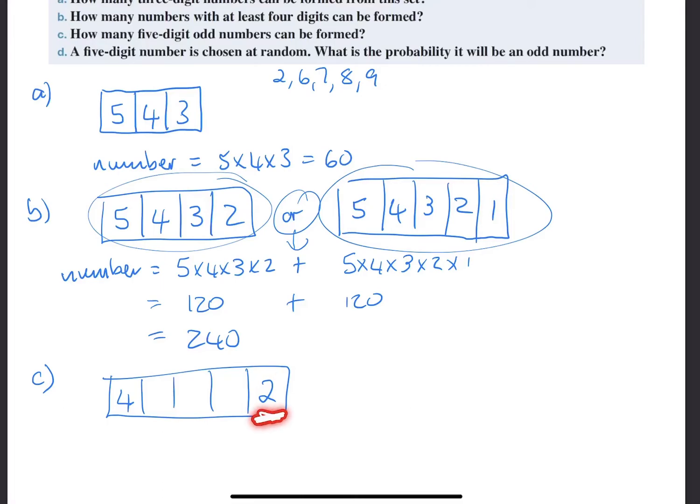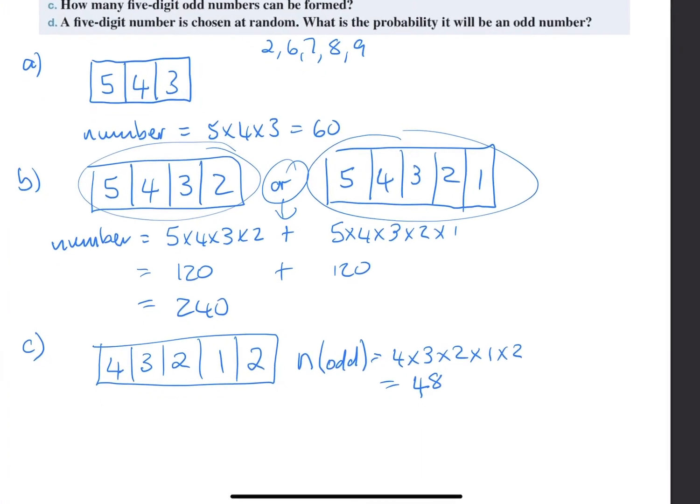If I've got an odd number there, any other 4 numbers can be in the next place. There will then be 3 left, 2 left, and then 1 left. So the number of odd numbers equals 4 times 3 times 2 times 1 times 2, and that equals 4 times 3 times 2, which is 24, times 2 is 48. So there are 48 odd numbers.